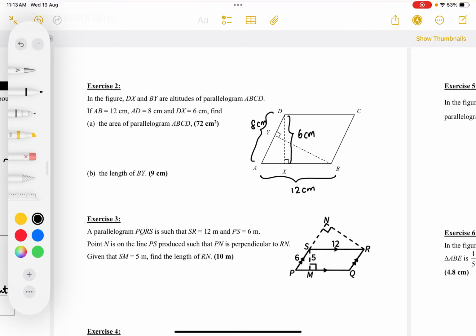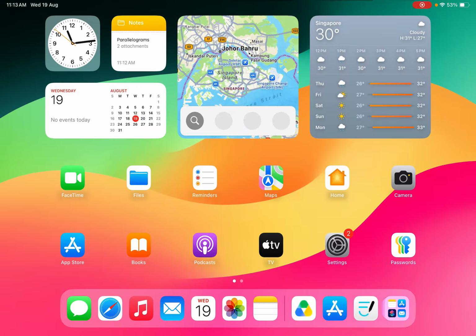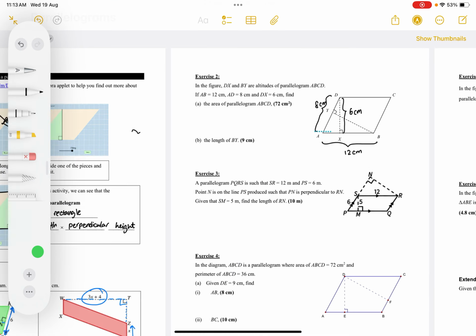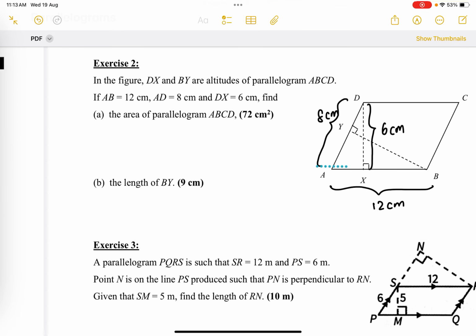So first, find the area of the parallelogram. You can either memorize the formula, or every time you want to find the area of the parallelogram, imagine cutting out the triangle DAX, you put it on the other side. You form a rectangle. So the area is going to be the length times the breadth, or base times the perpendicular height. Same thing. So our 12 cm here, after you form the rectangle, 12 multiplied by the height of the rectangle, the one we choose will be 6. So that gives us 72 square cm.